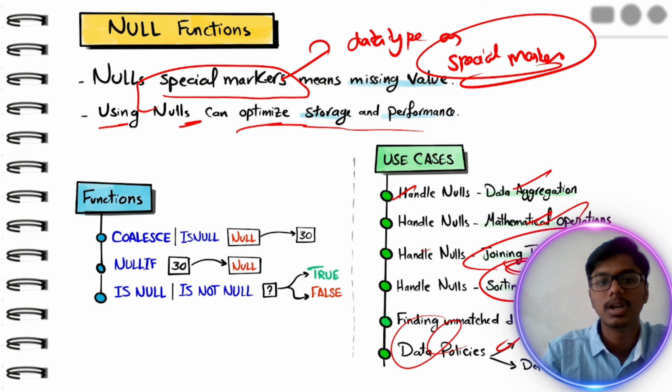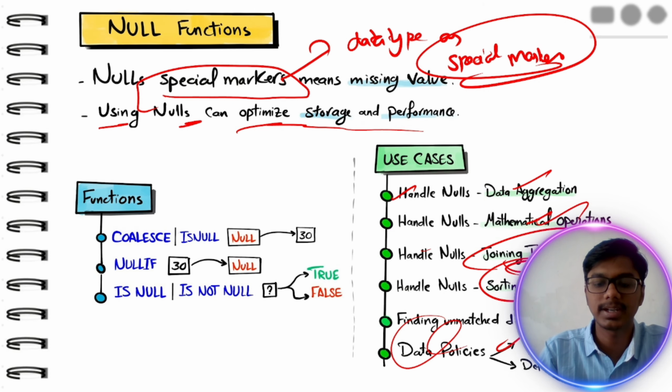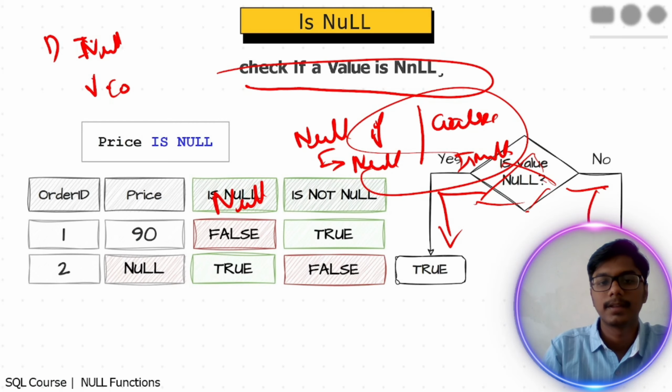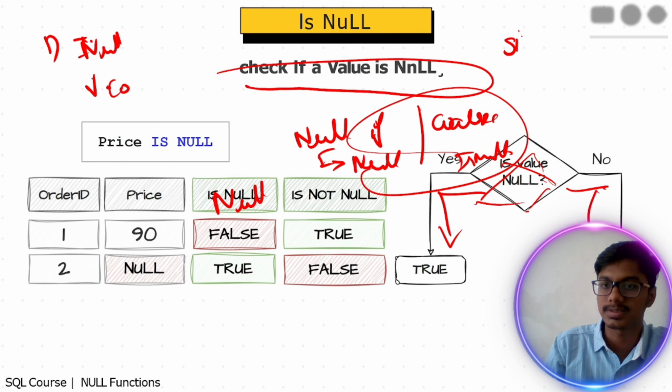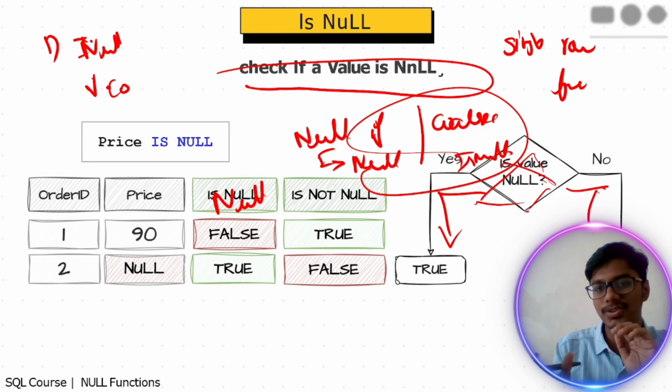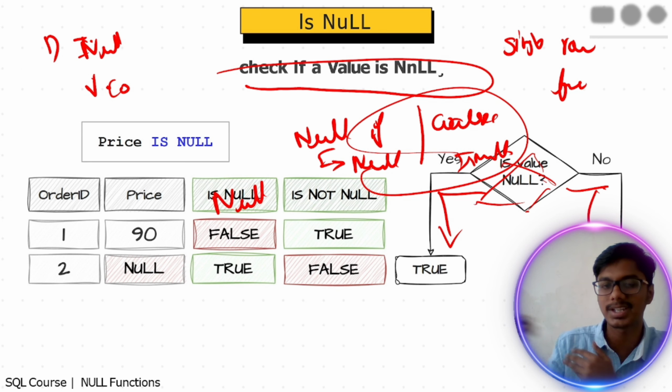So I think we completed everything about the null functions, right? We have successfully completed the single row functions. There are so many parts and so many videos about the single row functions. Now let's dive into the multi row functions in the next video.